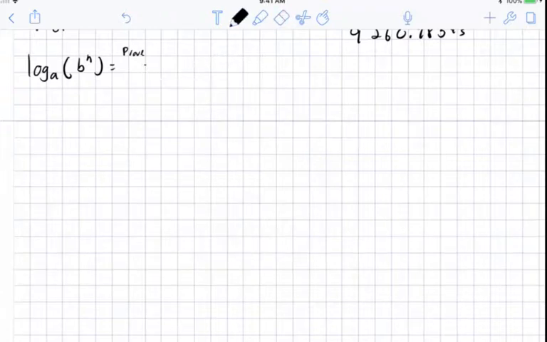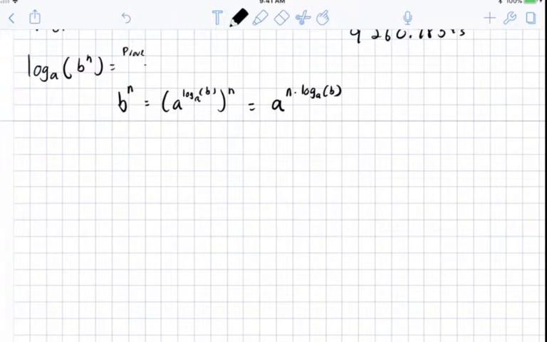Okay. First step, I'm going to use change of base. Wait, I did that wrong. Log base A of b to the power n. So b to the power n can be rewritten with base A as n times log A of b, right? So this becomes log A of A to the n times log A b.